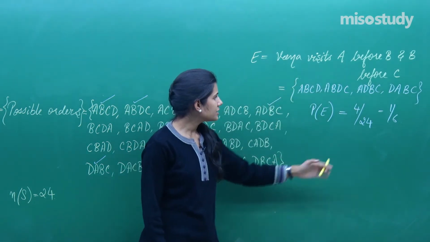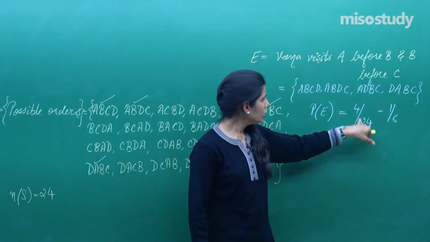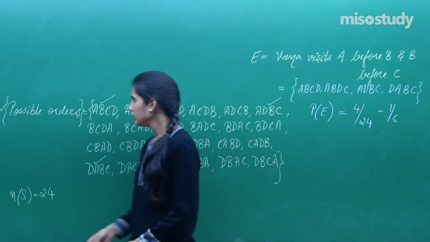Fine, or rather than that, you can say number of favorable outcomes is 4, total number of outcomes is 24, so 4 by 24, that is 1 by 6. That's the probability. Clear? Let's move on to the next.